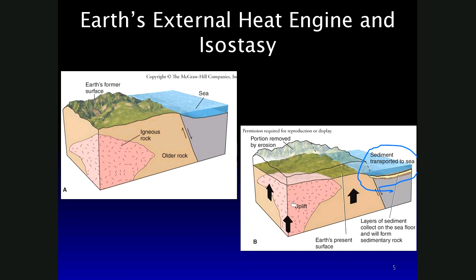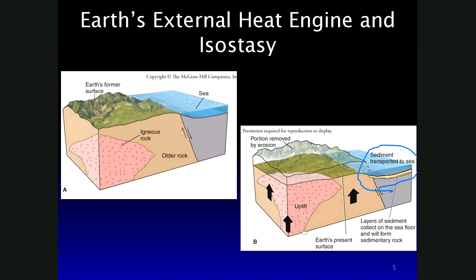So see these arrows here. What do they indicate? It indicates that the rock here gets uplifted. Why? Because the mountain lost some rock due to the weathering. As a result, the entire area is uplifted, and that we call isostasy.